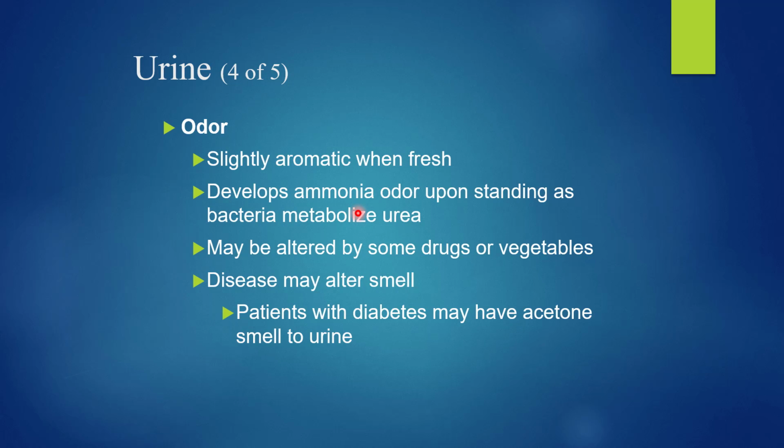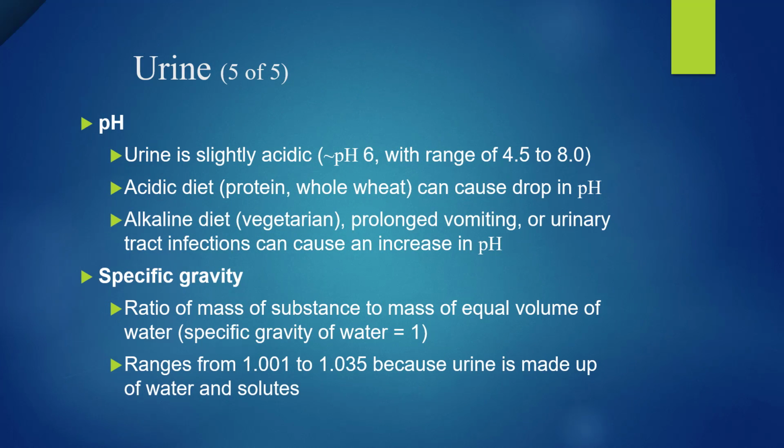It is usually aromatic when fresh and develops a foul ammonia odor upon long standing, as bacteria metabolize urea. The smell can also be altered by drugs or vegetables, as when we eat asparagus, our urine smells bad. Diseases can also alter the smell. So patients with diabetes may have an acetone smell to urine.